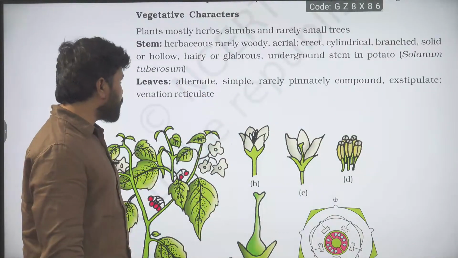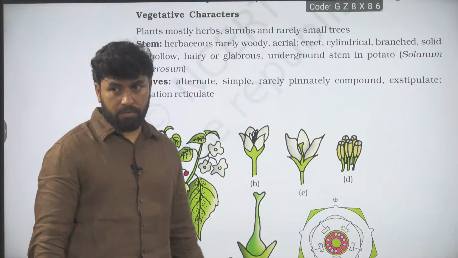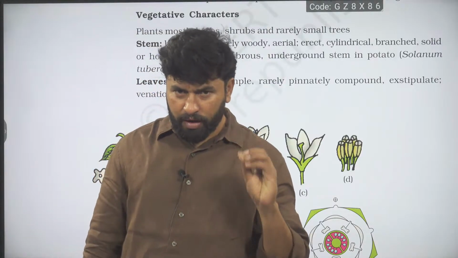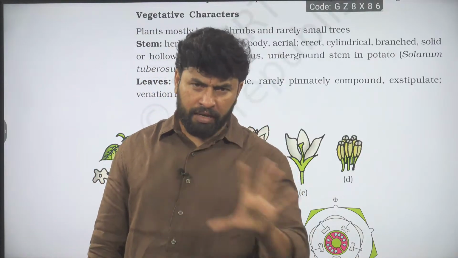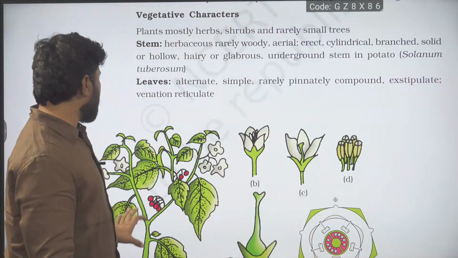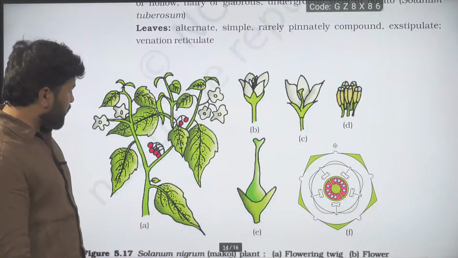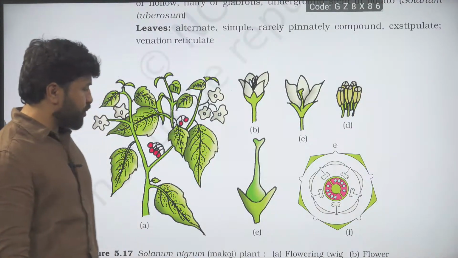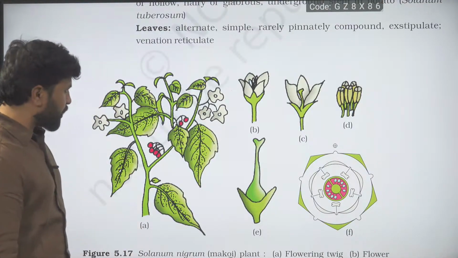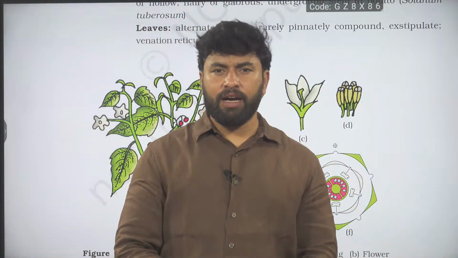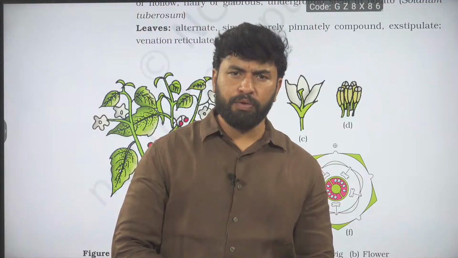Underground stems in potato store food. And again I am saying, potato may have underground branches, but the entire stem of potato is not under the ground. Next one, leaves. Alternate phyllotaxy. Leaves are simple, rarely pinnately compound, exstipulate. Underline that word, exstipulate. Stipules are absent.